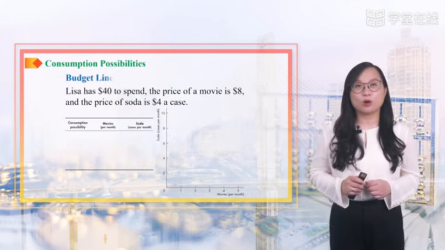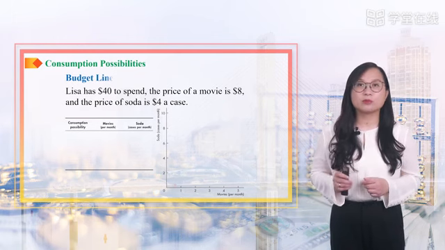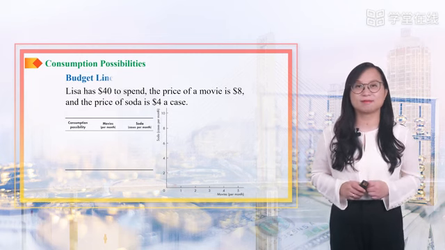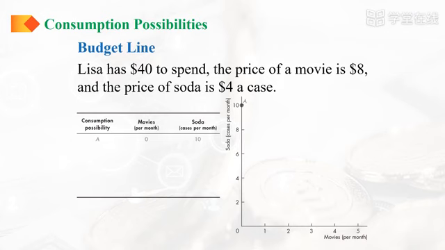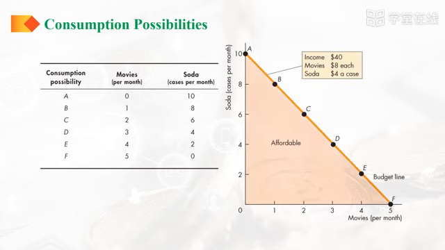We'll continue our example of Lisa. She has $40 to spend. The price of a movie is $8 and the price of soda is $4 a case. The table shows all her possible combinations of consumption of movies and soda. We then put points A through F in the graph. That's how we get Lisa's budget line, as we discussed in the last chapter. Any points on or inside the line are affordable, and the points beyond the line are not affordable for Lisa.